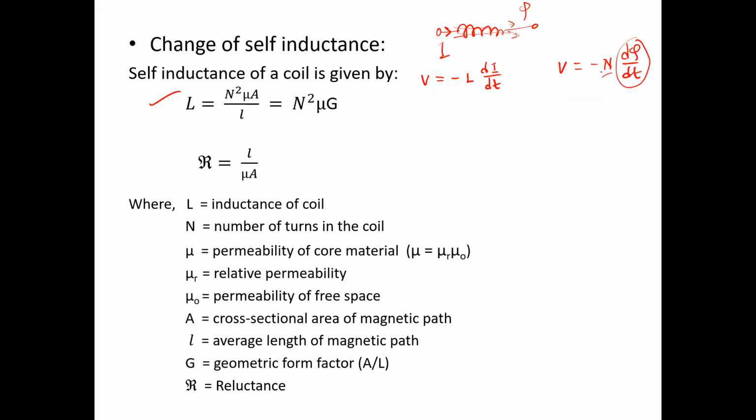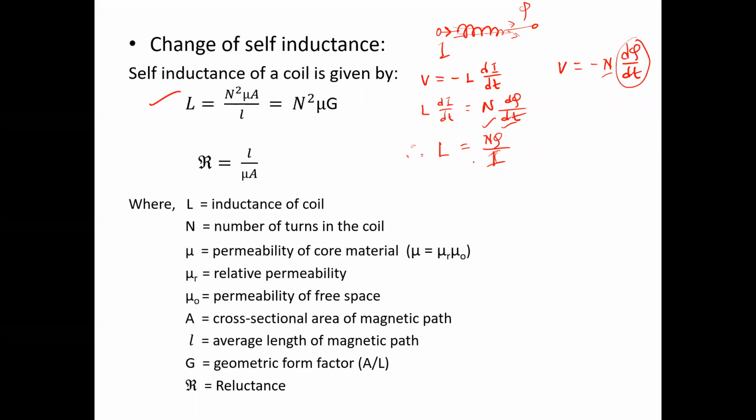So from here, if these two expressions are equated, then it can be easily written like this, and from here, if you integrate for a specific time duration, then you will have this sort of a relation between the total number of turns, the magnetic flux produced, and the current which is flowing through the coil.